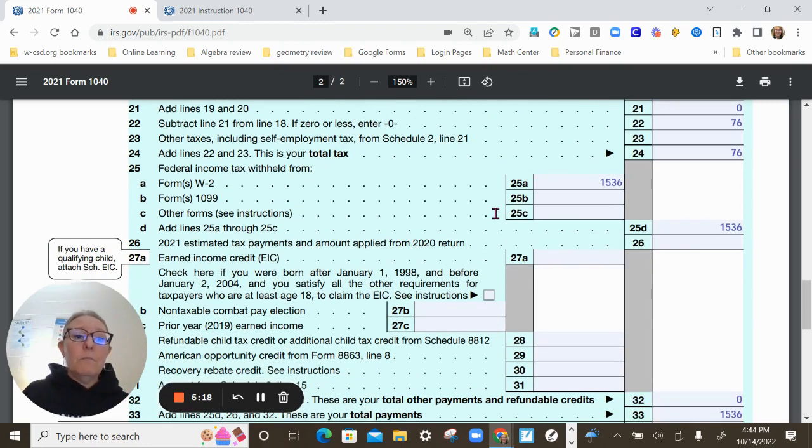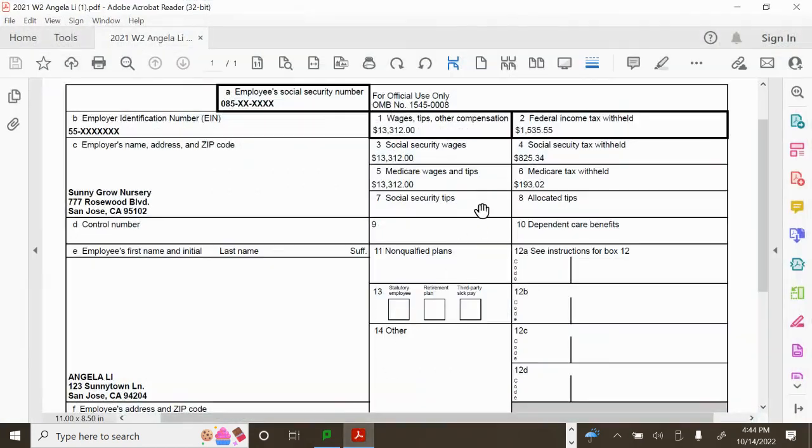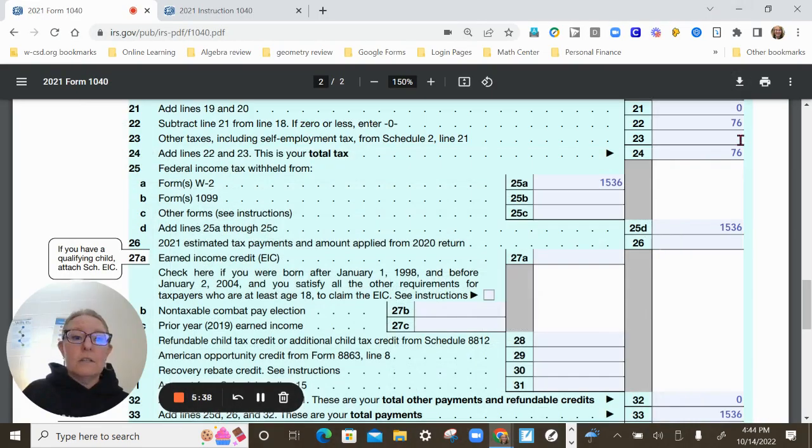But then we have to compare it to what was taken out of her paycheck. So we're going to go back to her W-2 and we're going to say, hey, how much did the feds actually take out this year? We're going to round box 2 to $1,536. That's how much money was deducted for income taxes over the course of the year. So we record that here from the W-2. If she had anything from 1099s or other forms, we would put that here. This is the total amount of tax that she had deducted or paid over the course of this year.